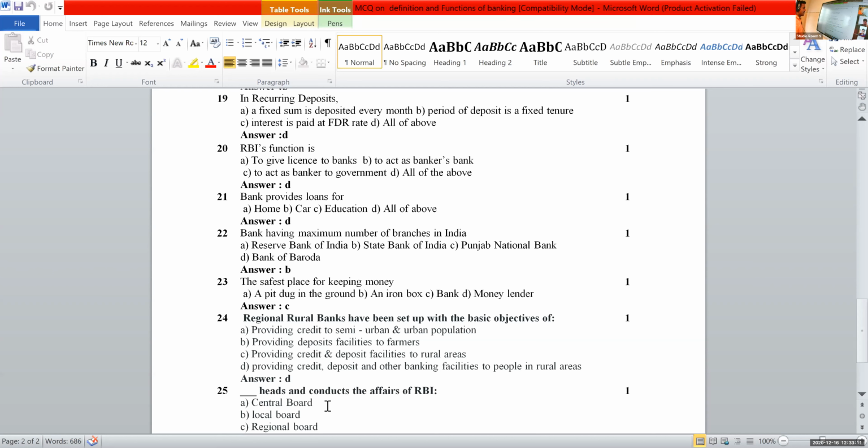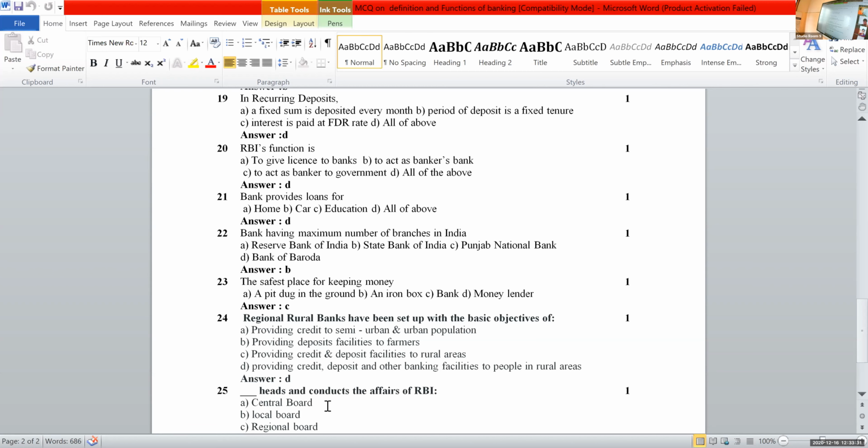Regional rural banks have been set up with the basic objective of providing credit, deposits, and other banking facilities to people in rural areas. Now it is extended to urban areas also.